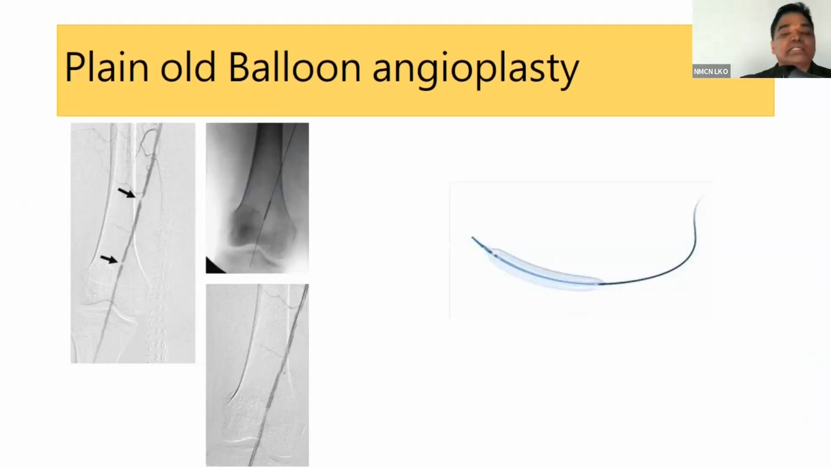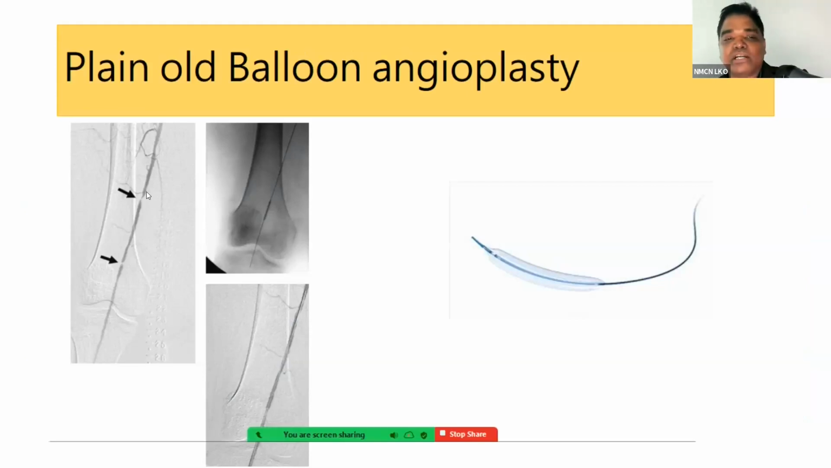So this is a simple case, and here you can see that there are 2 narrowings in the distal part of the superficial femoral artery. And what we simply do is take an antegrade access in the common femoral artery just below the groin, and a guide wire is negotiated across these narrowed arteries, and balloon angioplasty is done with this kind of angioplasty balloon. This is called a plain old balloon angioplasty. It's a simple PTA balloon catheter, and you can see that it has a smooth outline. It is a non-compliant balloon.